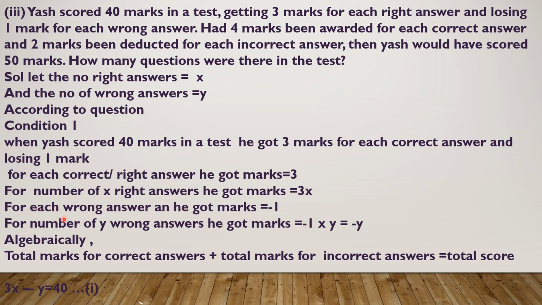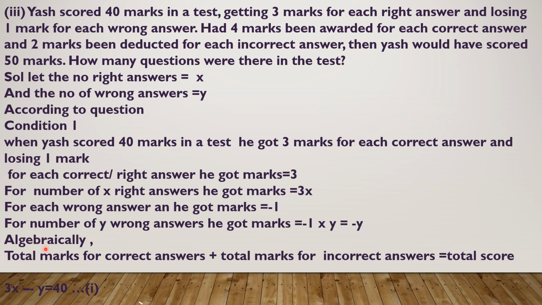Similarly, for each wrong answer, he was losing 1 mark. So he got marks equal to minus 1, because the minus sign indicates that he was losing marks. So we are taking that mark in negative form. So for y number of wrong answers, he got marks equal to minus 1 multiplied by y, which is minus y marks.